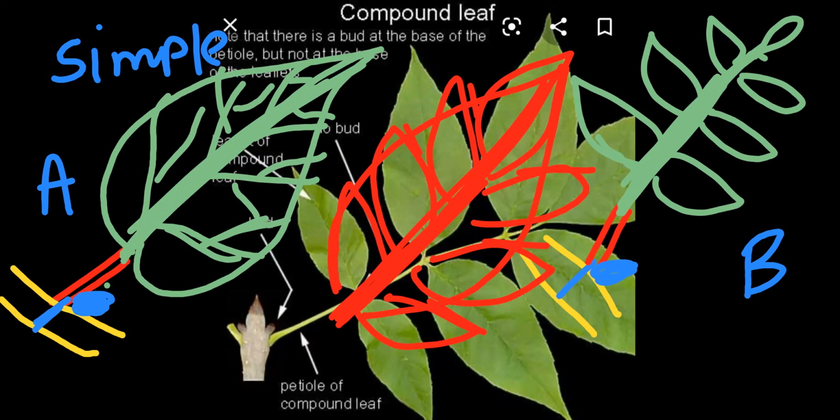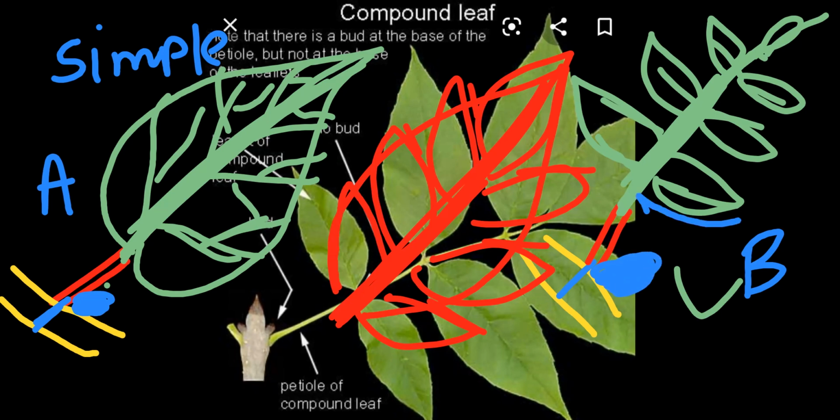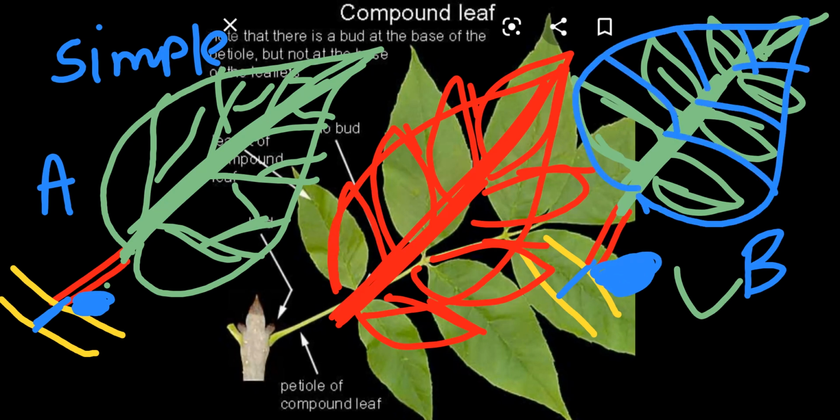So I have told you, always remember, how can we identify this? It seems to us that these all are leaves. No, always remember, at the base of the leaf, axillary bud is present. So in the second diagram, only at this position, axillary bud is present. So consider this is one entire leaf, but this leaf is dissected into small leaflets.